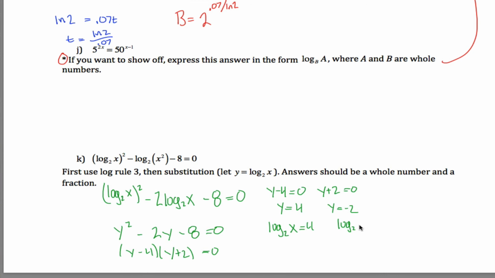So really it's the log base 2 of x equals 4 and the log base 2 of x equals negative 2. And I could solve these two equations by doing 2 to both sides of the equation. 2 to the 4th power is 16. 2 to the negative 2 power is 1/4. So these end up being the two solutions here.